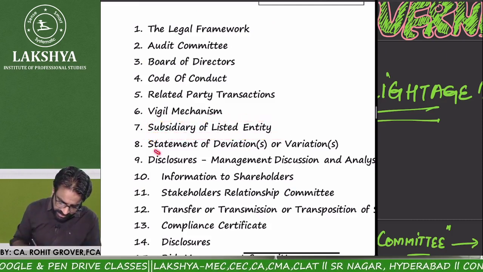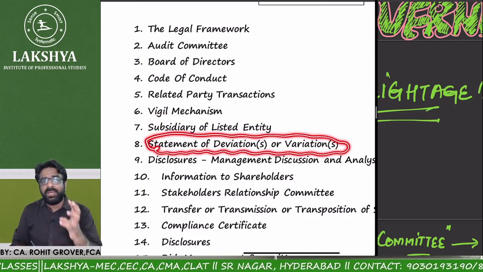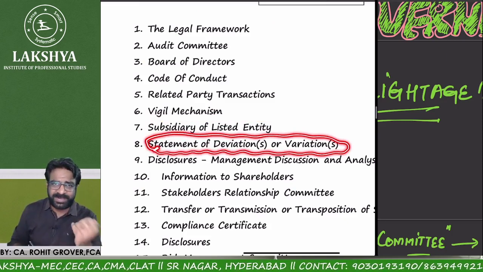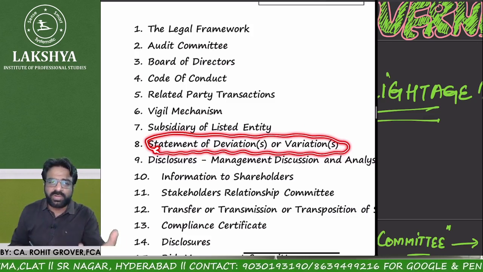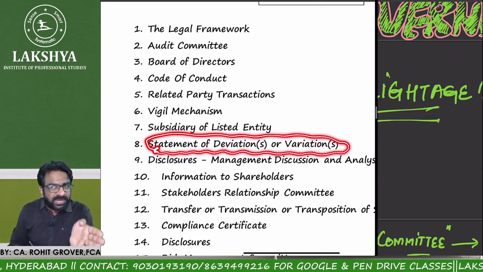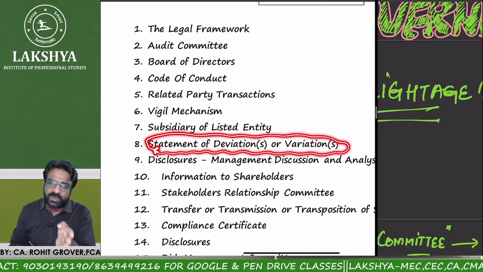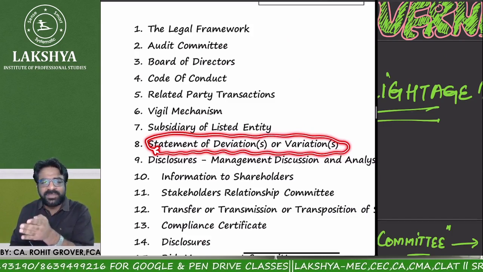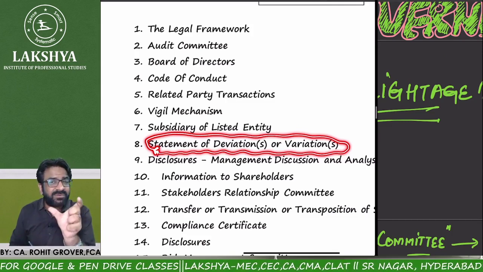Then we'll understand statement of deviations or variations. Sometimes what will happen is, as a listed company, you issue a prospectus. You generate a lot of funds from the public. You raise a lot of capital from the public. But at the end of the day, if you deviate from the purpose for which you have raised the money, if you have changed the purpose or utilized the money for a purpose other than that for which you raised it, then that is called a statement of deviation.